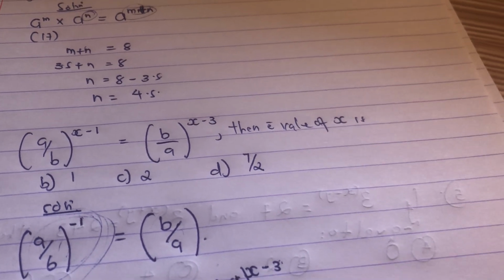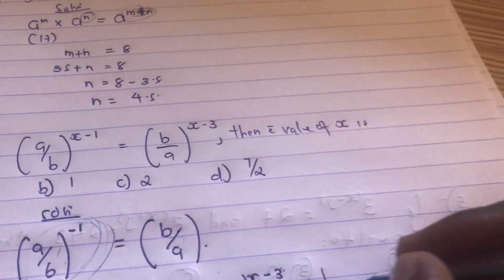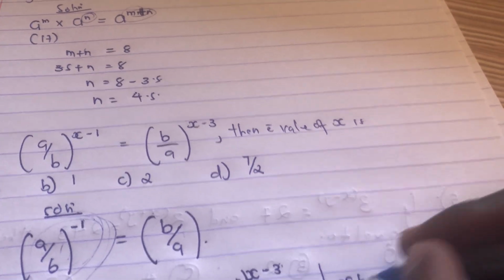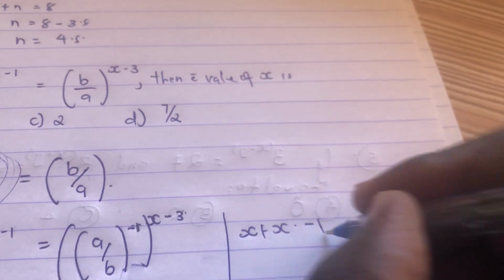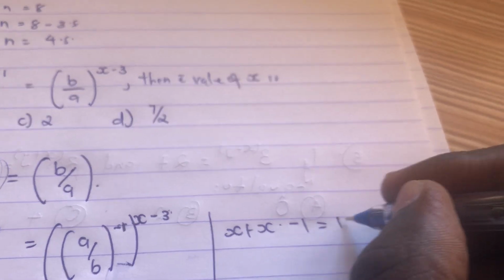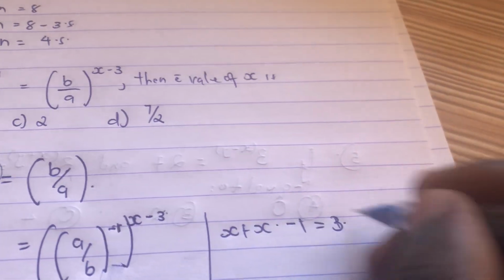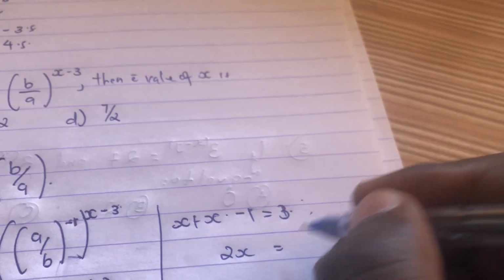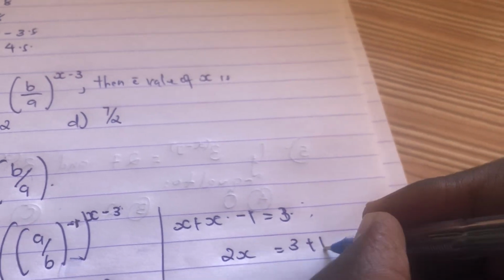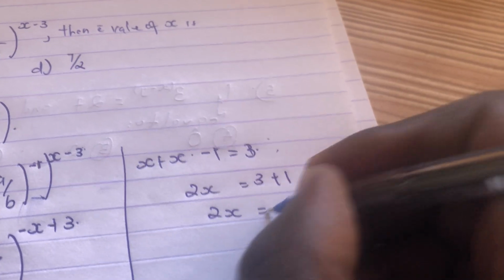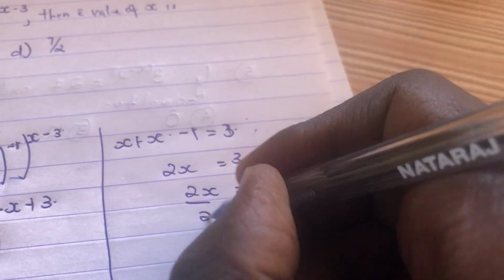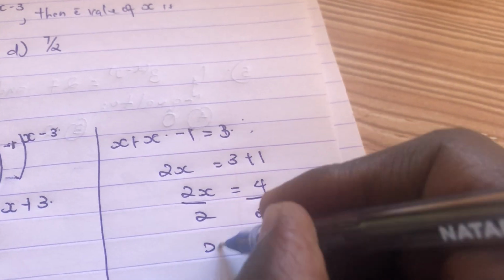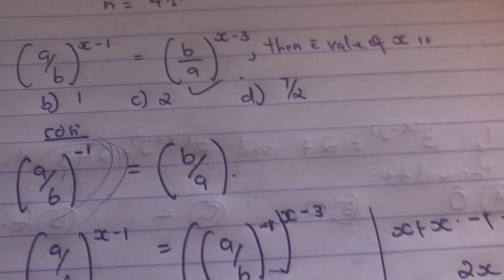This x, when it crosses the equal sign, it becomes x plus x minus 1 equals 3. And this x plus x is 2x. When this negative 1 crosses, it becomes 3 plus 1. So 2x equals 4. We divide by 2, divide by 2. x is equal to 2. So our answer will be C.